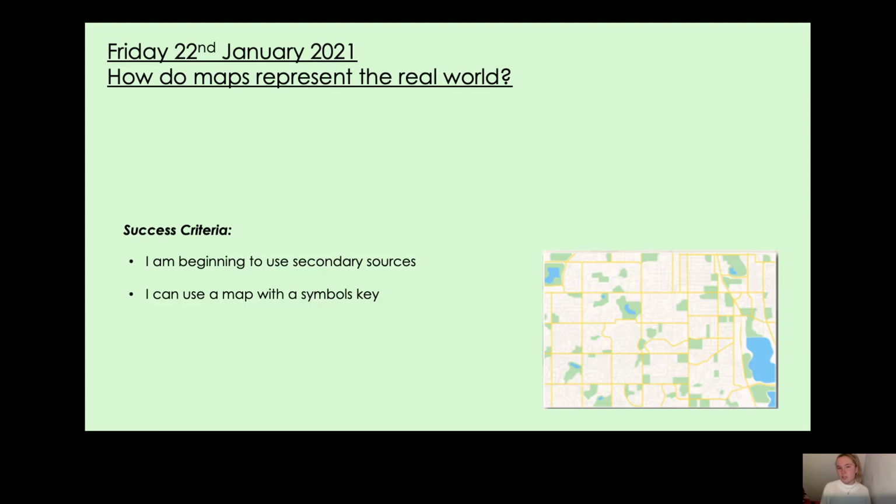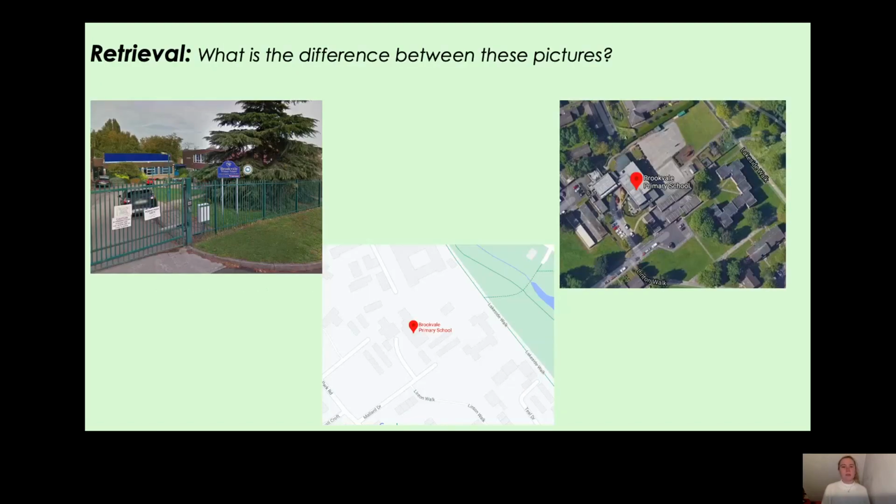But before we do that, I'd like to do a retrieval activity to see how much you remember from last lesson. So here you go. We have 3 pictures here. Now, what do all of these pictures have in common? Yes, that's right. They're all of Brookvale Primary School. They're all of our school.